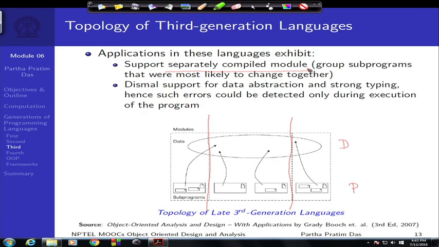Group subprograms were introduced, but yet the support for data abstraction or strong typing was lacking. Pascal, as I said, had a little bit of strong typing, but in general strong typing and abstraction were not widely available in programming languages, and therefore, handling errors when data starts becoming larger and larger still remained a nightmare for the programmers.